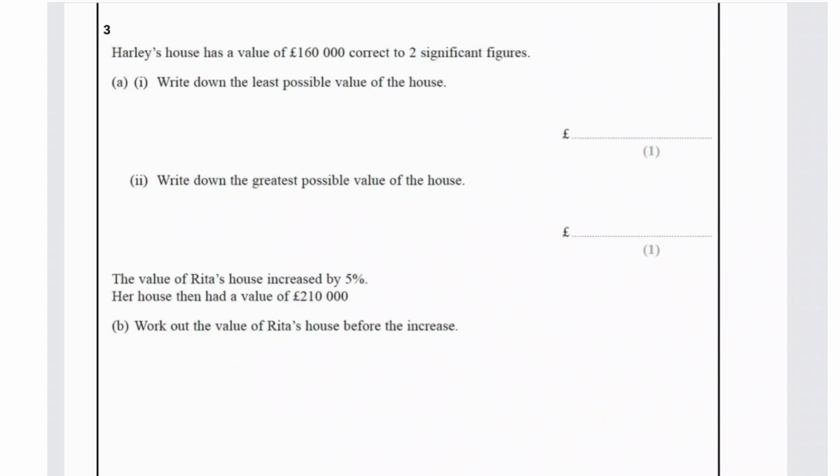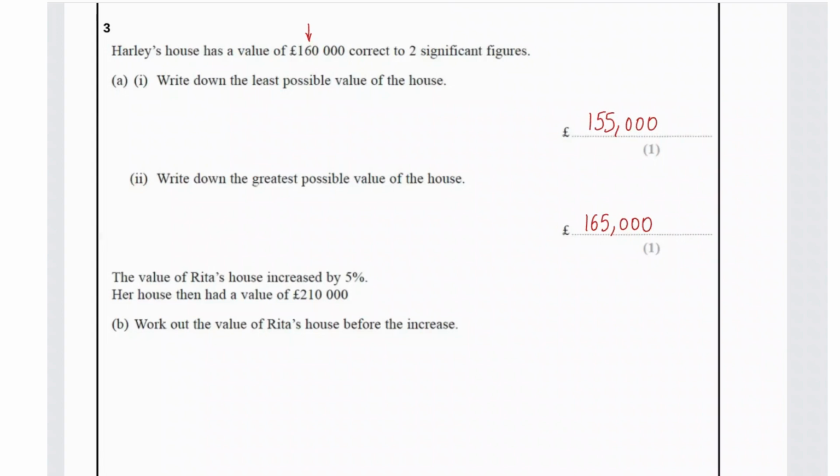This is a bounds question, the first part. If the house is correct to two significant figures, meaning it was rounded in the second column, so the ten thousands column, it could be as little as 155,000. That's the lower bound. And the greatest possible value of the house is 165,000. And that's how we do those.